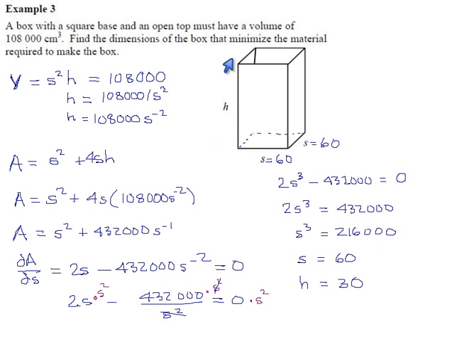So, if this box is 60 by 60 by 30, which is not at all what the diagram looks like, it means it's a much more low flat box, maybe more like that, then we will get a volume of 108,000 cubic centimeters with the minimum possible area. In other words, we'll use the minimum possible material.